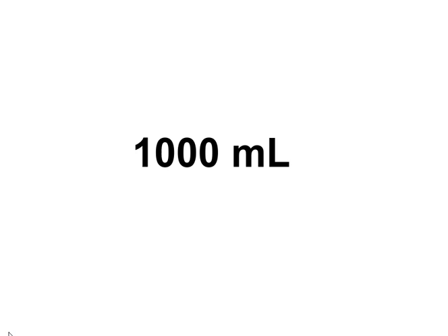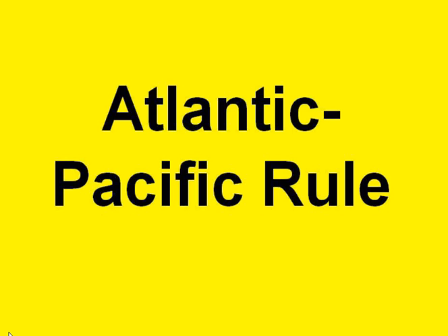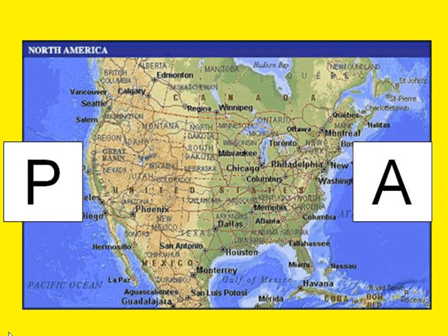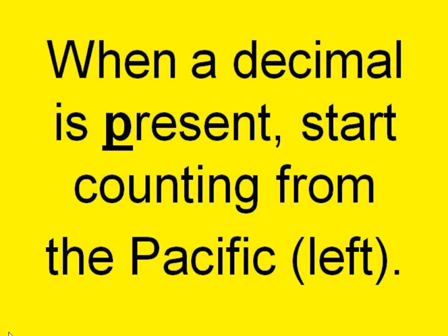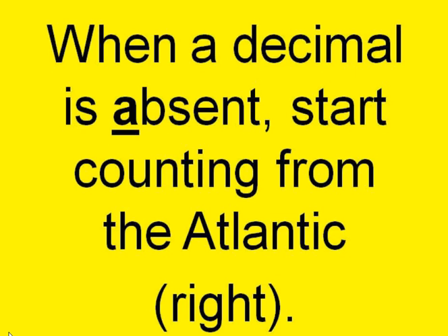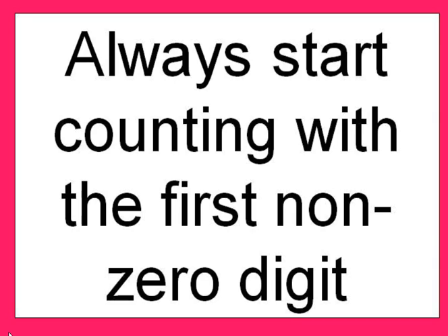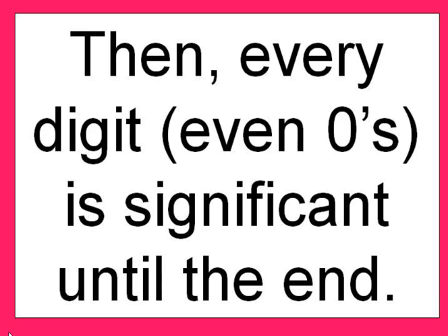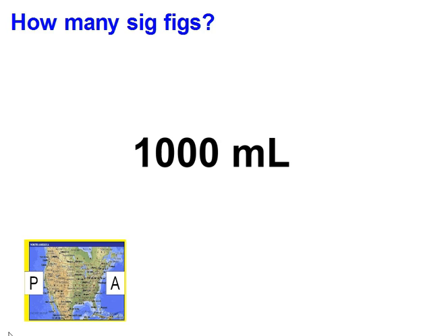With numbers like 1,000 milliliters, it's more complicated, and we need rules to figure out what to do with the zeros. The rule we'll use is called the Atlantic-Pacific rule. For reference, in case it's been a while, the locations of the Pacific and Atlantic Oceans. When a decimal is present, we start counting from the Pacific or left-hand side. When a decimal is absent, we start counting from the Atlantic or the right-hand side. Always start counting with the first non-zero digit, and once you've started counting, count everything, even if it's a zero.